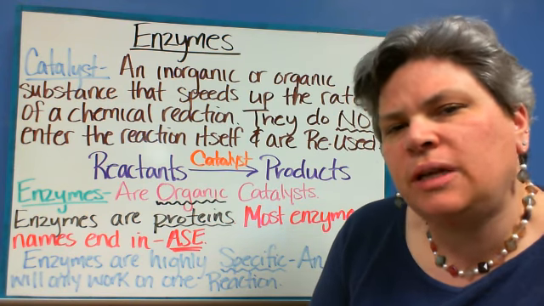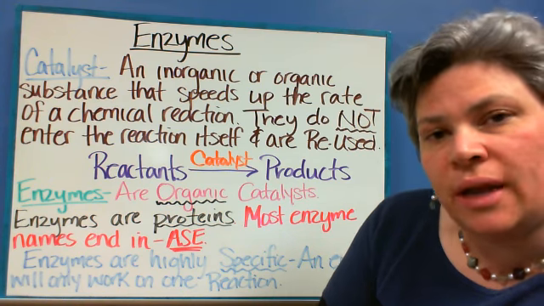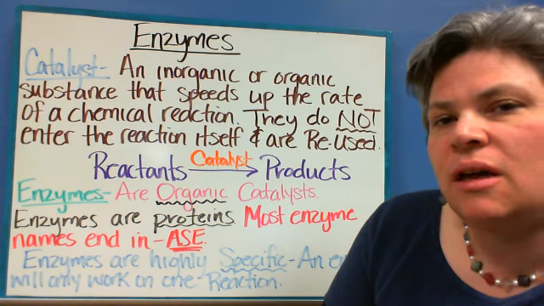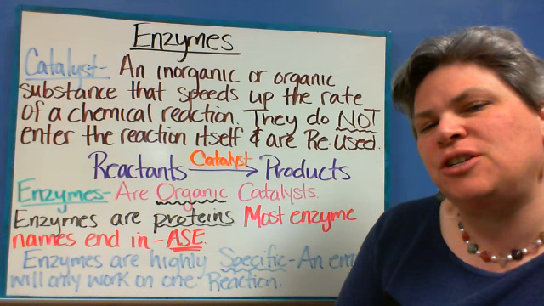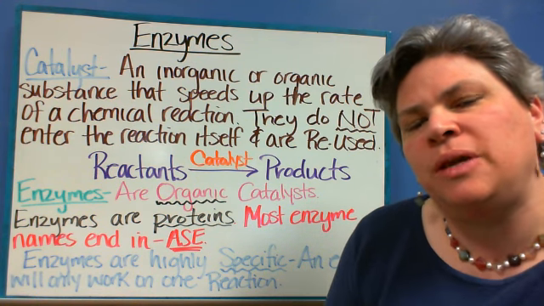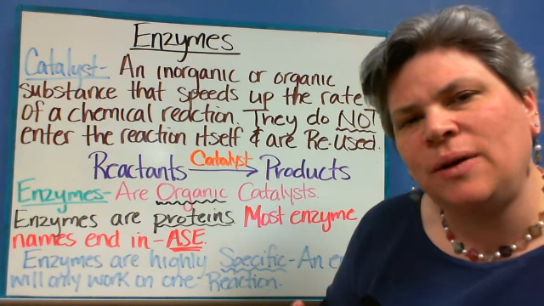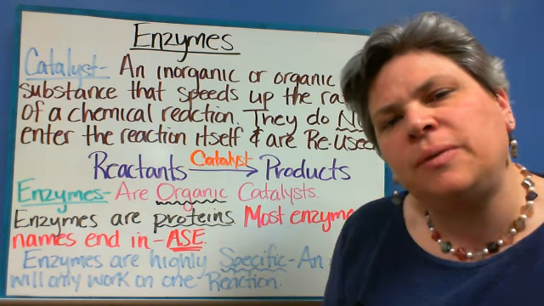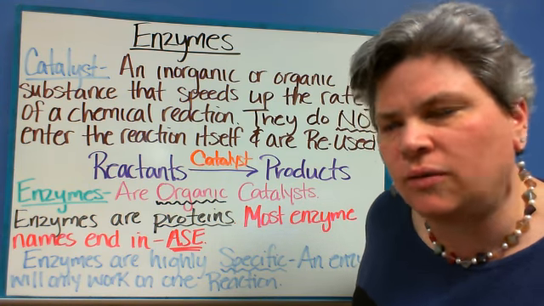And the first thing that we need to define is a catalyst. A catalyst is an inorganic or organic substance that speeds up the rate of a chemical reaction. They do not enter the reaction itself, so they can be reused. So they help the reaction take place, but they don't actually enter the reaction. They're not actually a reactant. So they can be reused afterwards because they weren't actually used up in the course of the reaction itself.